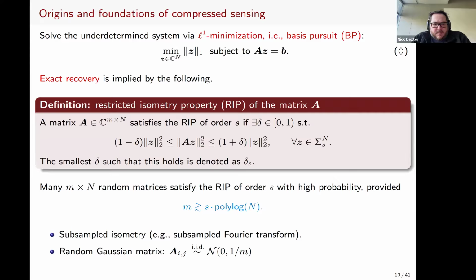We know that many random matrices satisfy the RIP of order S with high probability, provided that m is scaling like some constant times S times polylogarithmic terms in N. And then, for example, we know subsampled isometries like the subsampled Fourier transform or random Gaussian matrices also satisfy this.